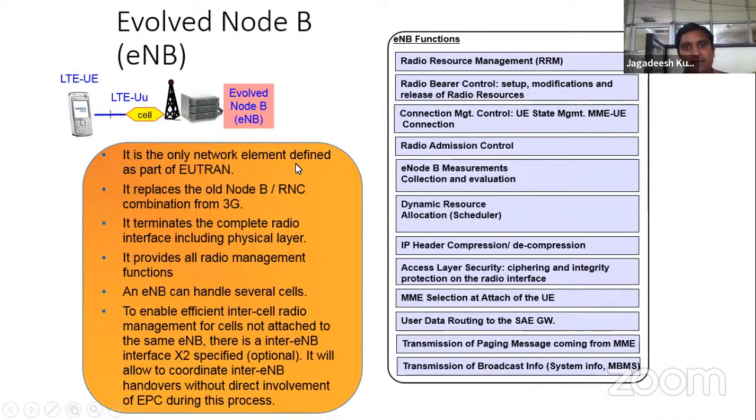It is the only network element defined as part of E-UTRAN. So this E node B is replacing the existing node B, which we were using in 3G, and here will be called as evolved node B. It terminates the complete radio interface, including the physical layer. It provides all the radio management functions and handles several cells also. Like we can be using 3, 4, 5, 6 cells also. It can be served through one E node B.